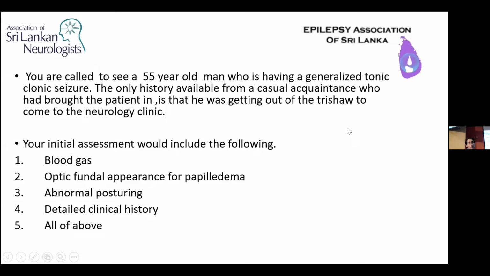Okay, so this is a 55-year-old man who is having a generalized tonic-clonic seizure. You are called to see this person. The only history available is from a casual acquaintance who had brought the patient in, that he was getting out of the trishaw to come to the neurology clinic. That's all that we know, and the patient has come with a seizure to the emergency department. The first question is, your initial assessment of this patient would include the following: blood gas, optic fundal appearance of papilledema, abnormal posturing, detailed clinical history, all of the above.